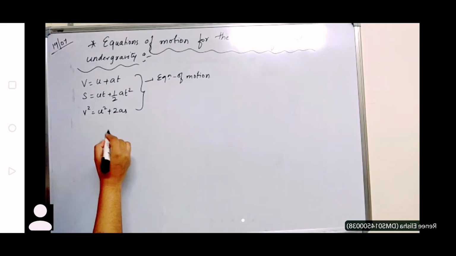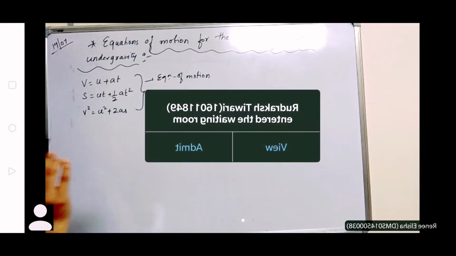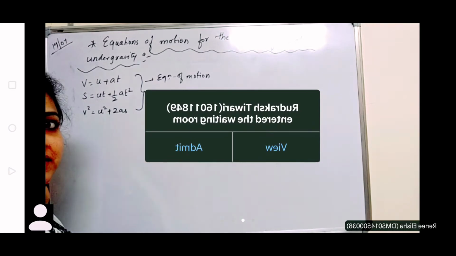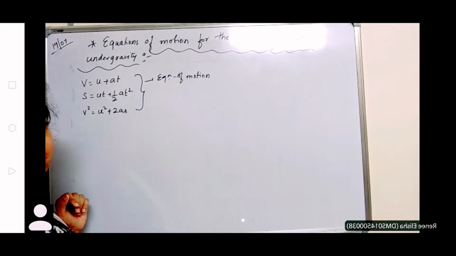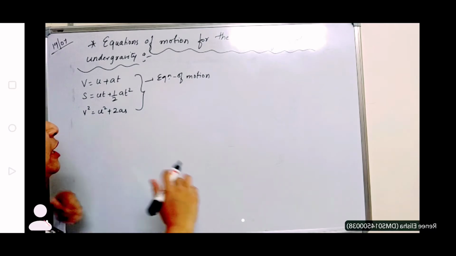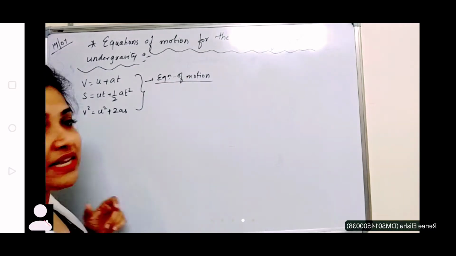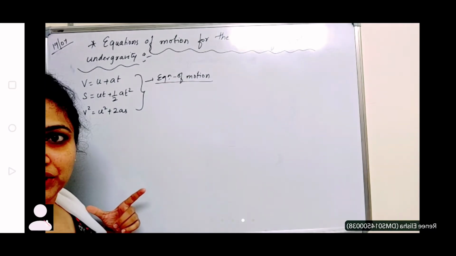for uniform acceleration. Yes, u plus v by 2 multiplied by t, for uniform acceleration, correct. But we consider these three equations as the standard equations of motion, right?